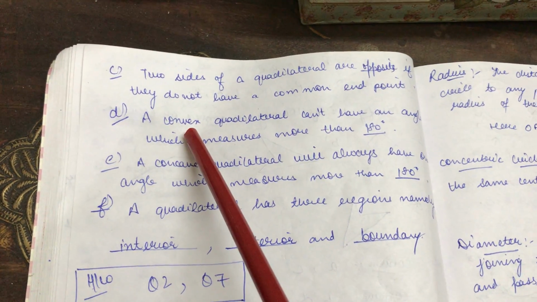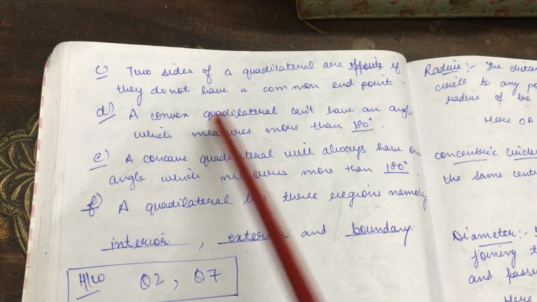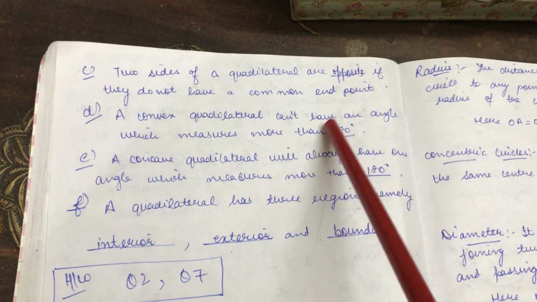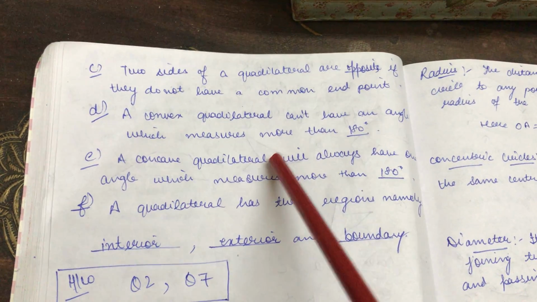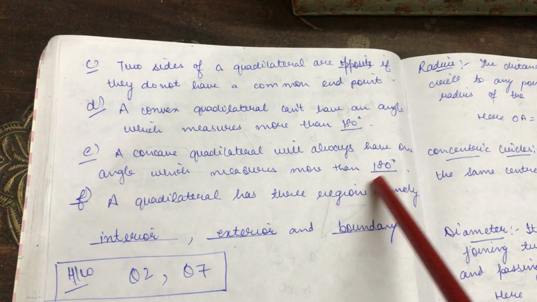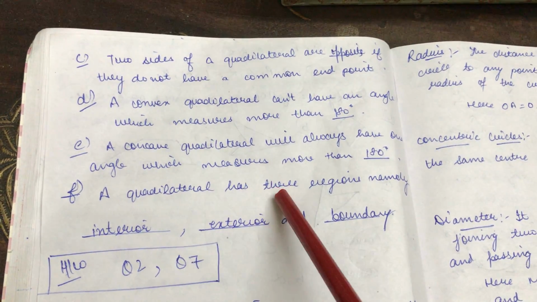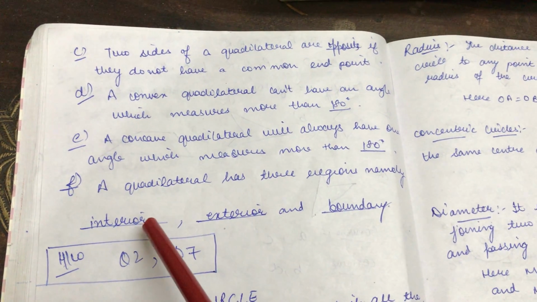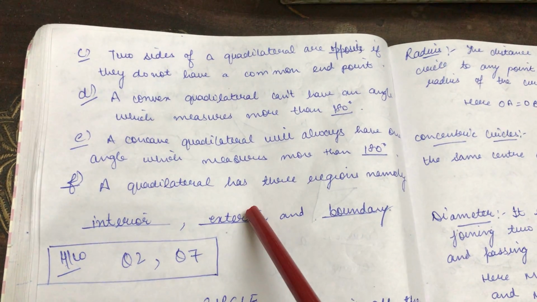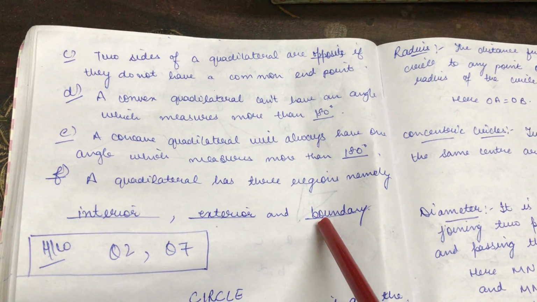Now convex means all the angles should be less than 180. So a convex quadrilateral cannot have an angle which measures more than 180. A concave quadrilateral will always have one angle which measures more than 180. Then we say it is a concave quadrilateral. A quadrilateral has three regions, namely, we know one is interior, other is exterior, third is boundary, or you can say the region of the quadrilateral.